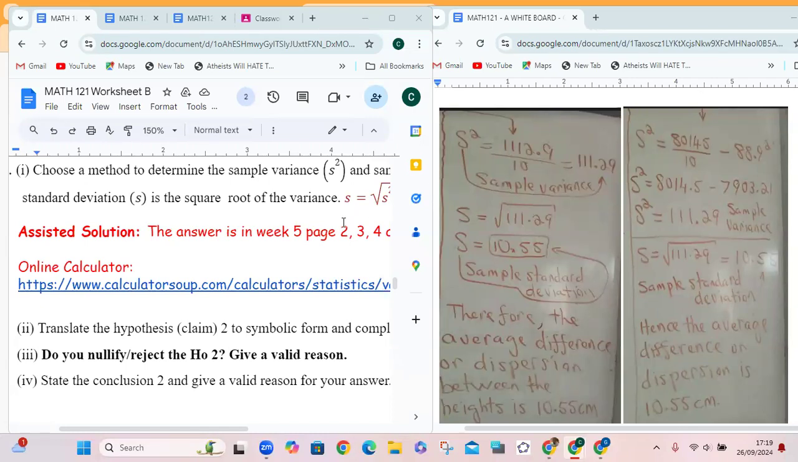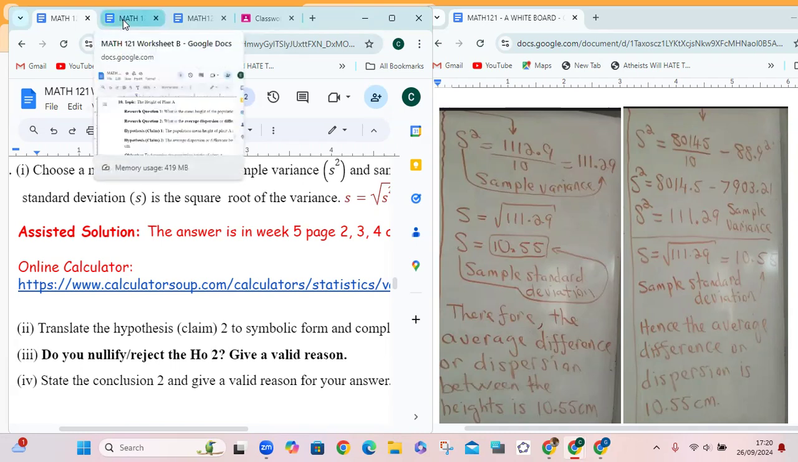Let us revisit the question before we move on. The question is saying, do you nullify or do you reject the null? Give a valid reason. That is the second null. So now we have to know what the null is saying, because the null is a hypothesis, and a hypothesis is a statement. So we have to know what that statement is.